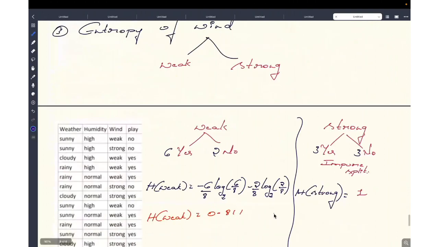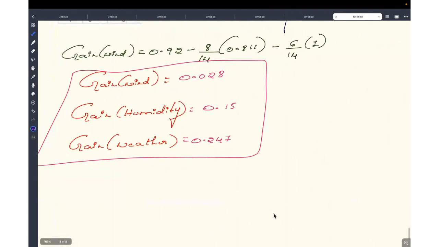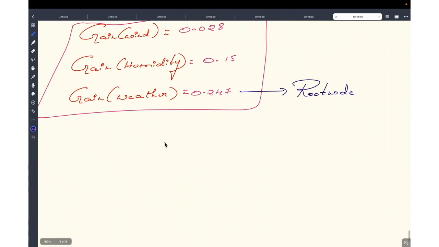Now decide which is going to be the root node. The root node will be the one which has the highest information gain. Even in general, in order to decide whether a child can play or not, usually the first preference is always the weather, right? Yes, it goes like this. So the root node will be the weather.